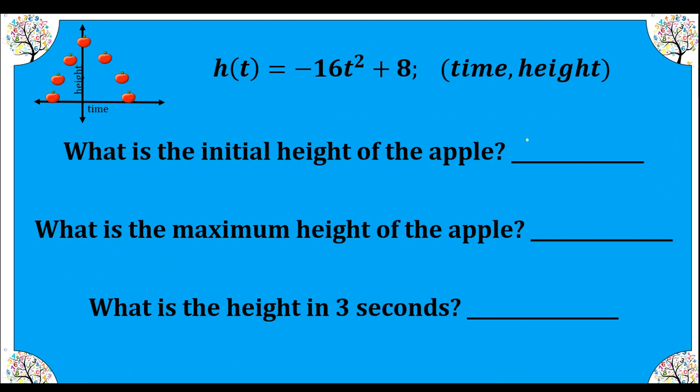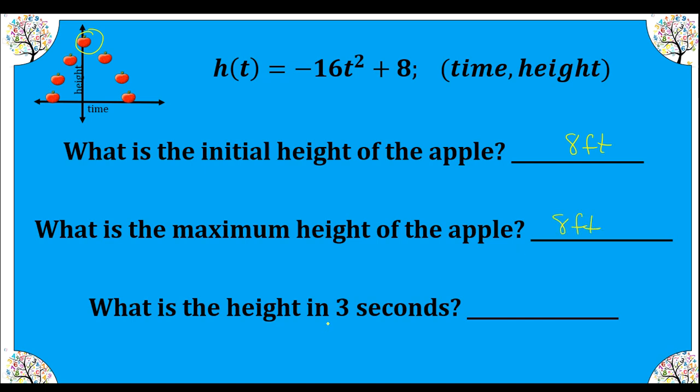What is the initial height? The initial height is 8 feet. The maximum height, guess what? We do not need to do negative b over 2a. We don't need to do all that because we can see that the vertex is the y-intercept. It's 8 feet.